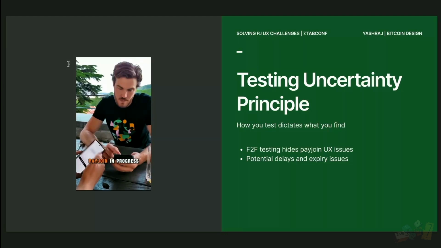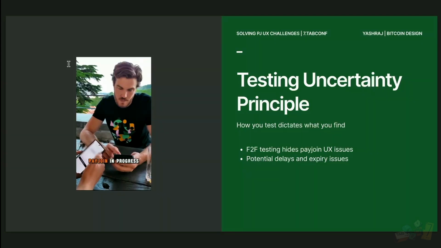And what I noticed is that people are testing it like this. Now, if you test an async protocol face to face, you are not going to see the issues in it, right? Face to face testing hides the issues. How you test dictates what you find, and I think we need more UX research. We need more real world testing. Consult a UX designer to do that. We have the Bitcoin design community. We have some amazing people. We would love to help you out, but this is something I feel is important again.